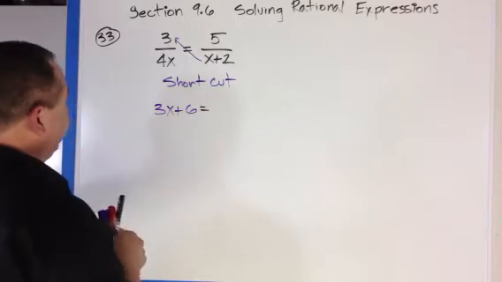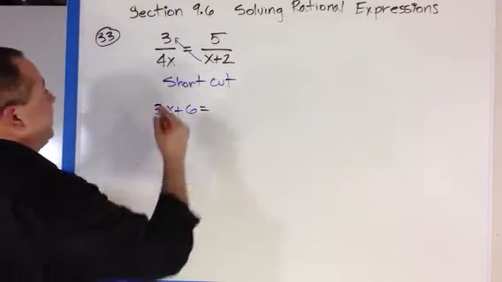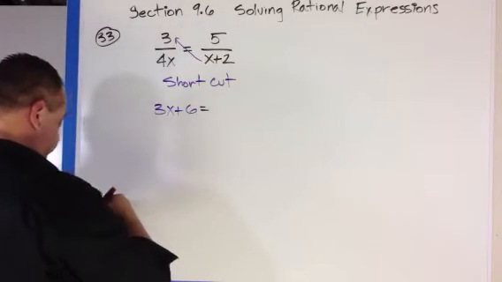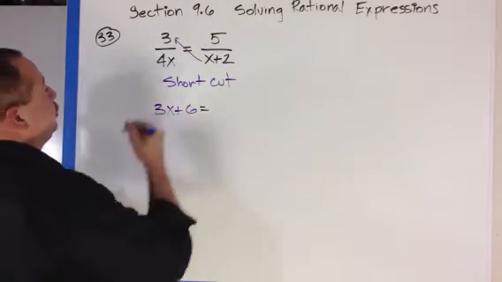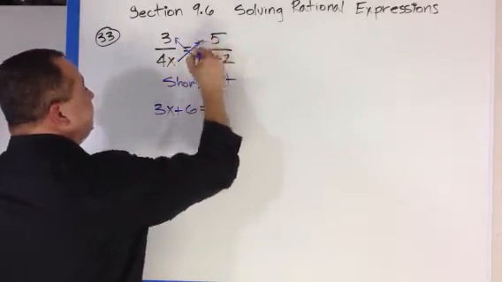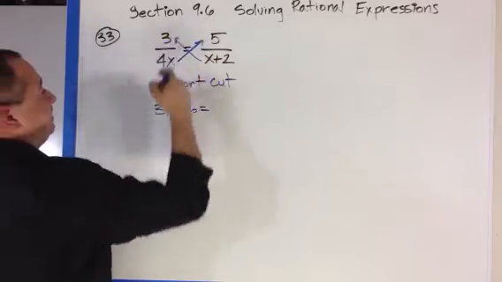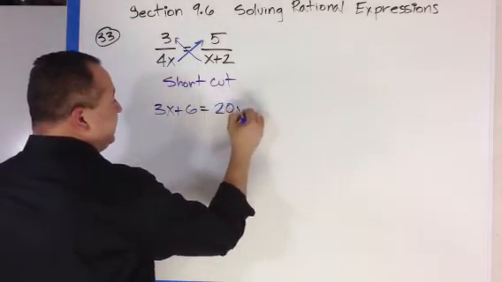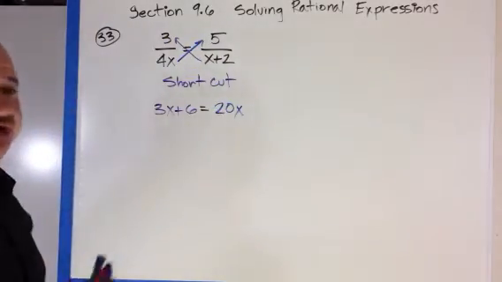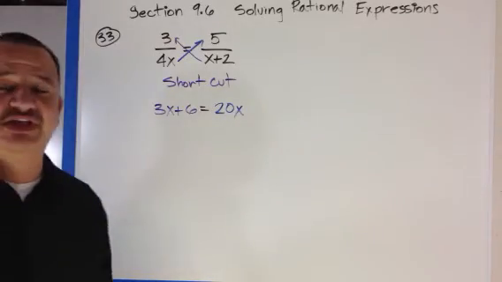Now it's time for me to do the other side. We'll go ahead and do that one using blue. 4x times 5 would be, 4 times 5 is 20. I'll get 20x. So we're done. We don't even have to get an LCD.